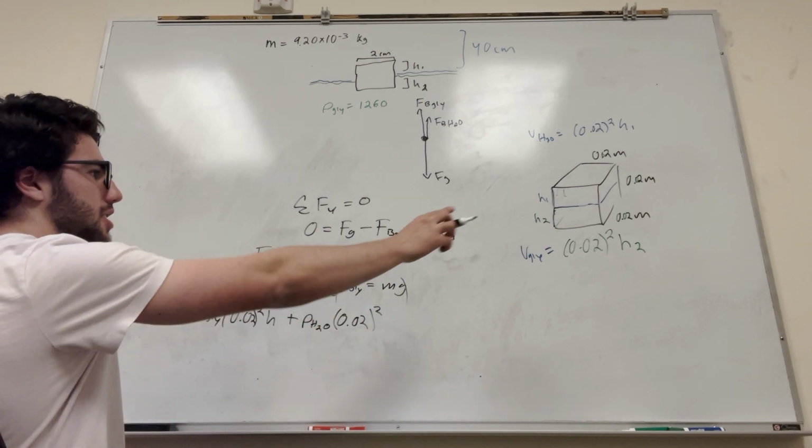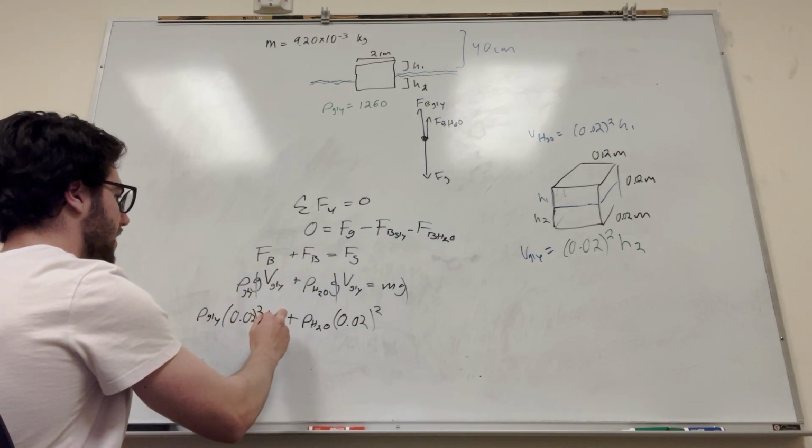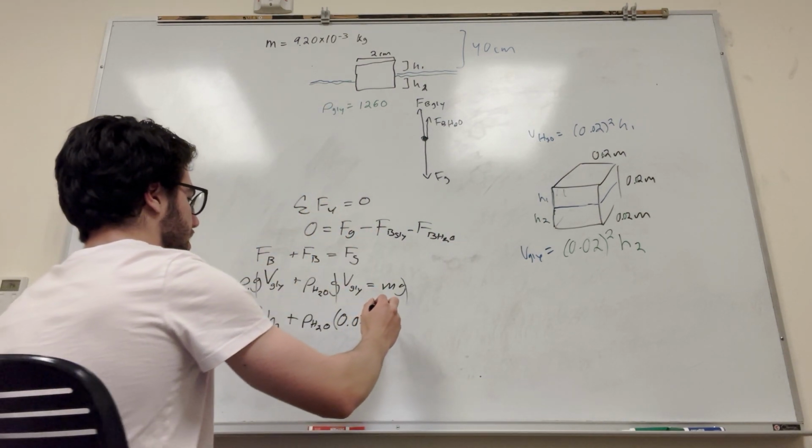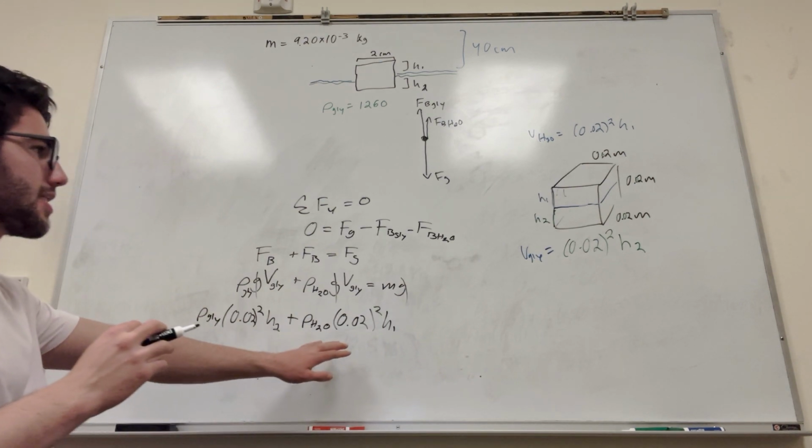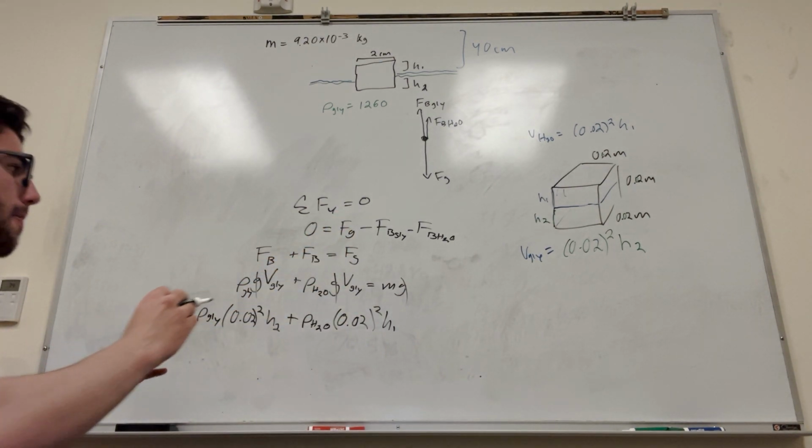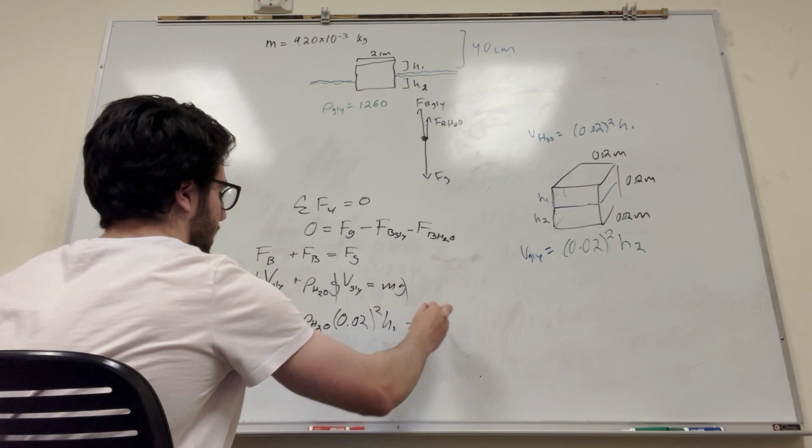So this height, if it's the glycerin, it's going to be height 2. That's what we specified up here too. So then this is going to be height 1, because this is the volume of the H2O, and that's just going to be equal to the mass, which we also have.